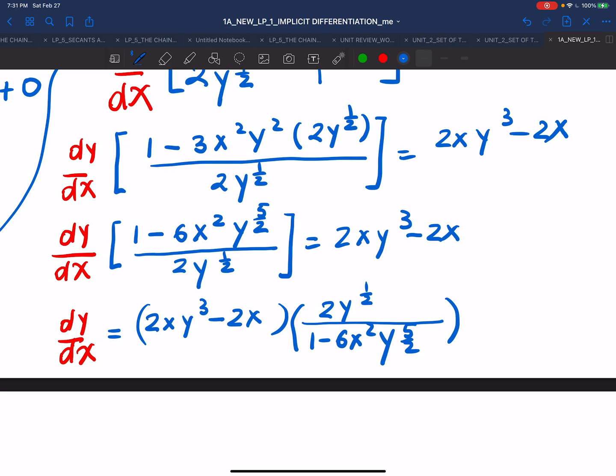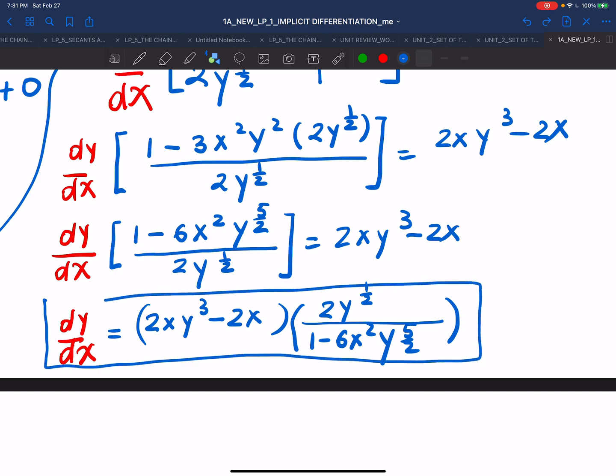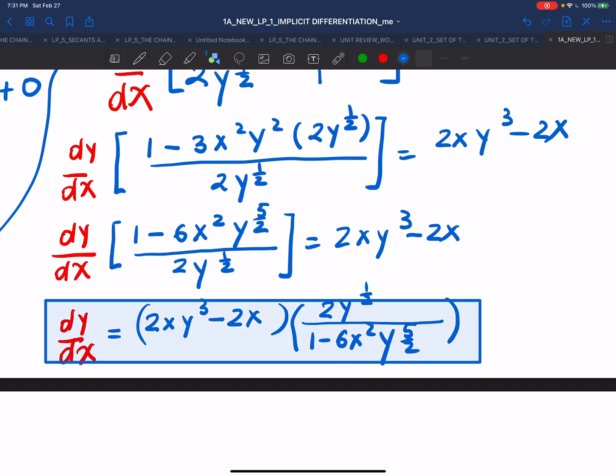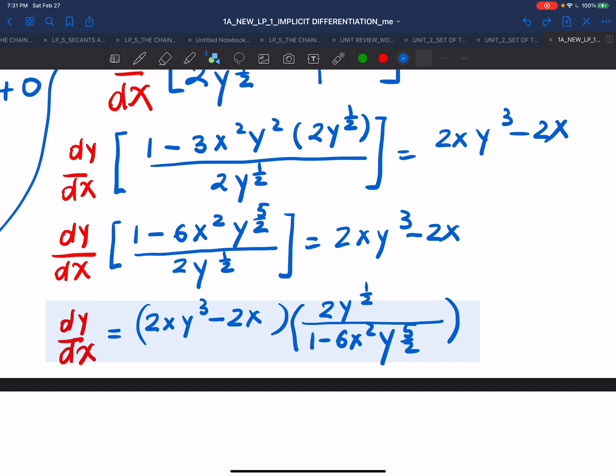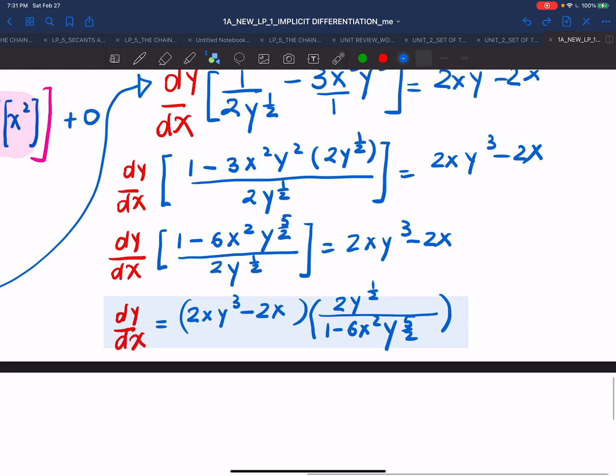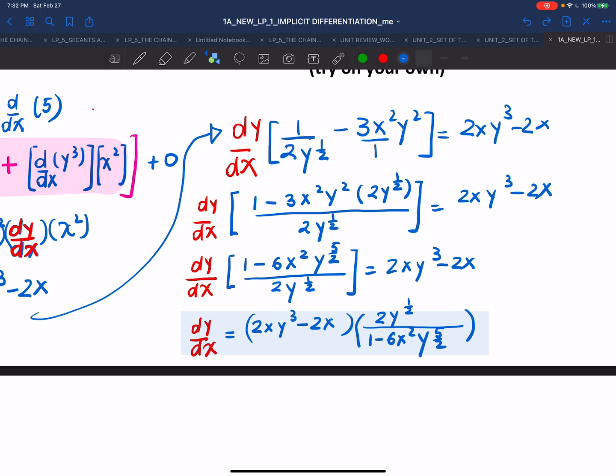And this would be the final answer for the derivative of this quite interesting implicit equation. So I hope that all the explanations made sense, and I hope that you enjoyed learning about implicit equations.